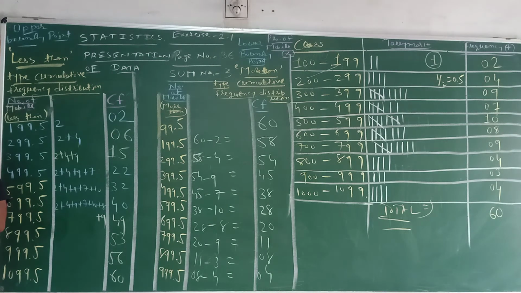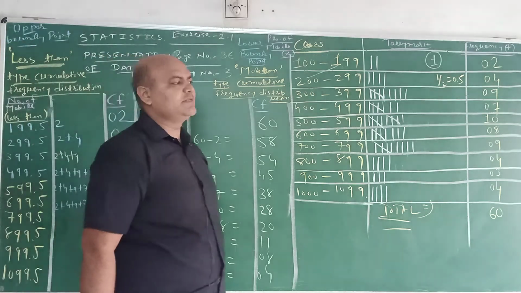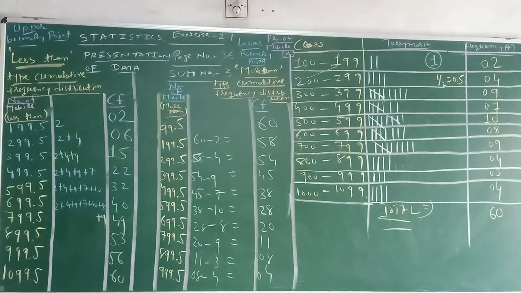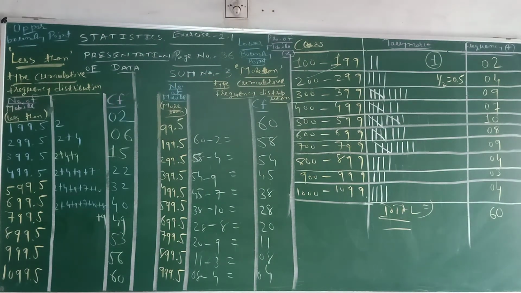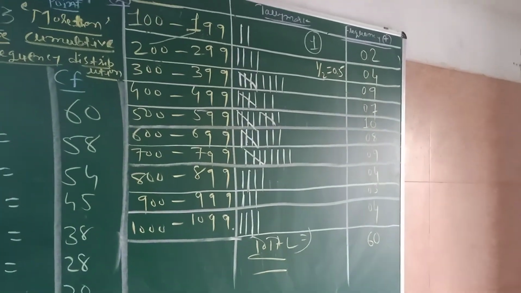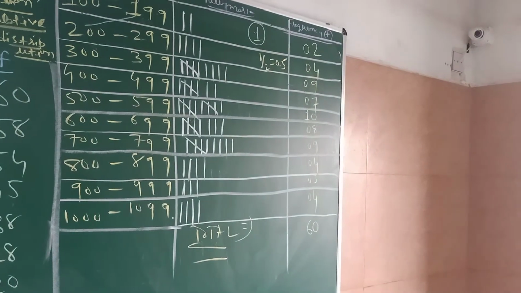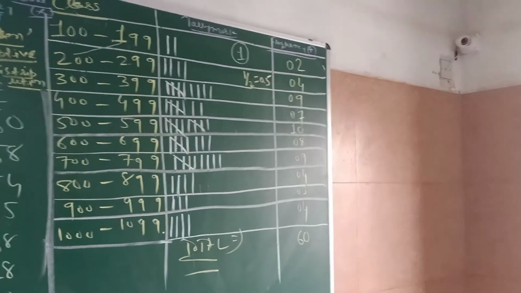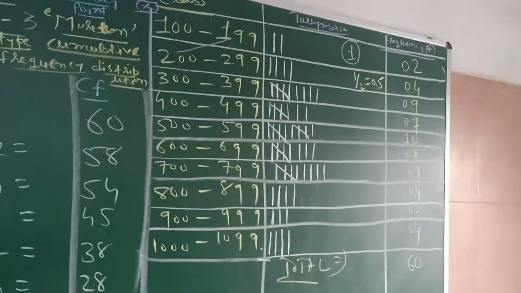By this way, students, we can prepare the more than type and less than type cumulative frequency distribution. As per our tradition, at last we take the fast recap of the sum, whatever I explain you. So here first of all, my dear friends, the continuous frequency distribution is ready with us. That is 100 to 199.